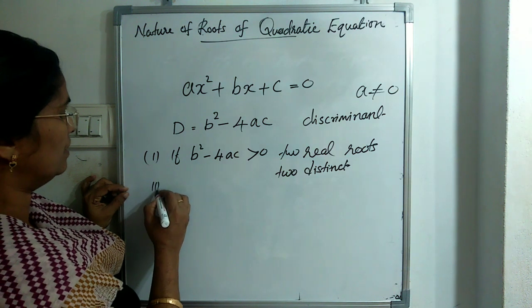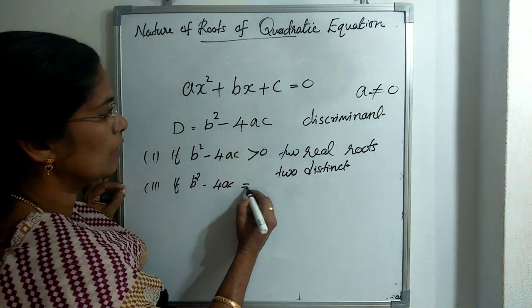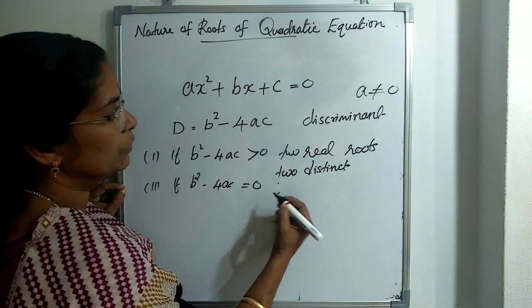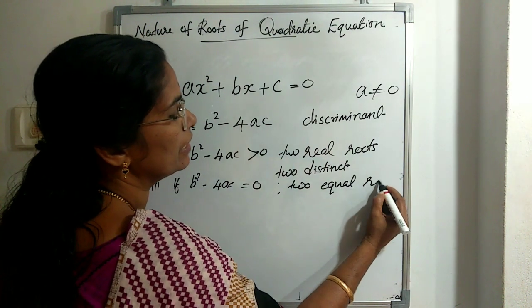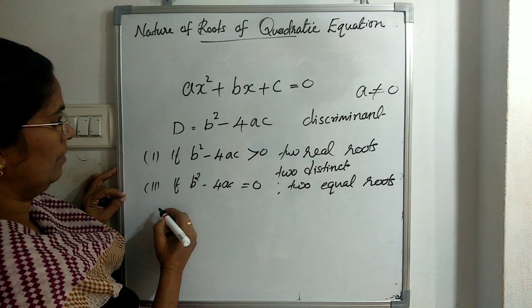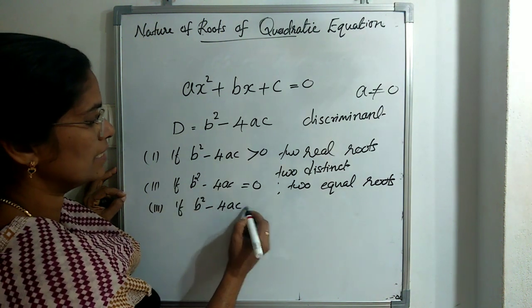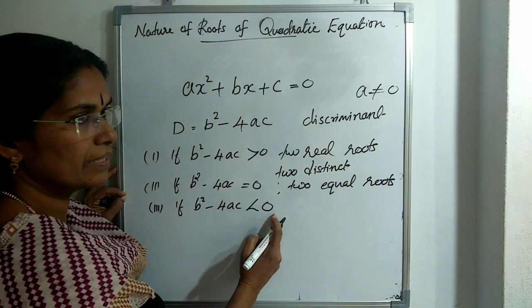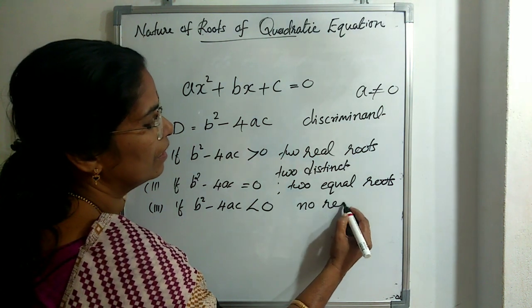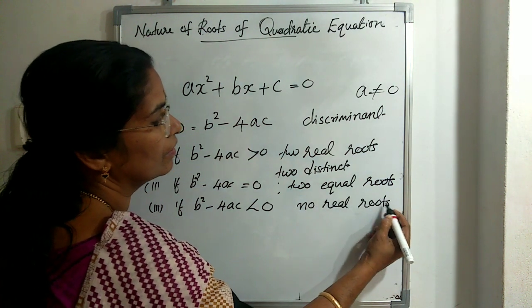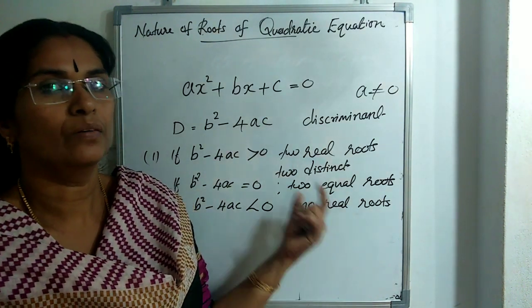And second condition is this one. If b square minus 4ac equal to 0, we will get two equal roots. And third condition, if b square minus 4ac less than 0, if it is a negative number, then there is no real root. Okay, these are the nature of the roots of the quadratic equation. This already I told in the first class.